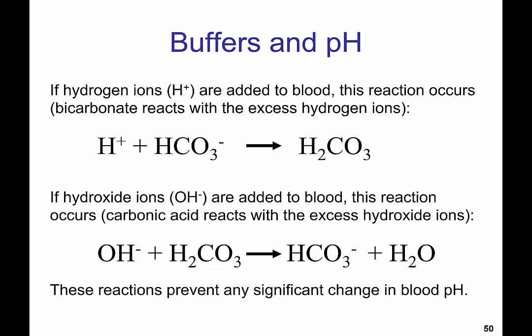Here's how it works. If hydrogen ions are added to blood, so something acidic, this reaction occurs. You have bicarbonate ions that react with excess hydrogen ions, and then they form carbonic acid. If, on the other hand, you have hydroxide ions added to blood, so something basic or alkaline, this is the reaction that occurs. The carbonic acid reacts with the hydroxide ions to form bicarbonate ions and water. So these reactions help prevent any significant change in blood pH. We start to have problems if our blood gets either too acidic or too alkaline.